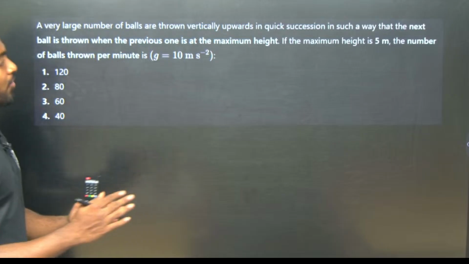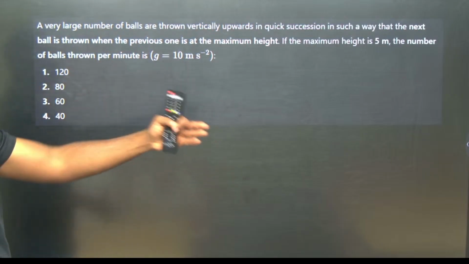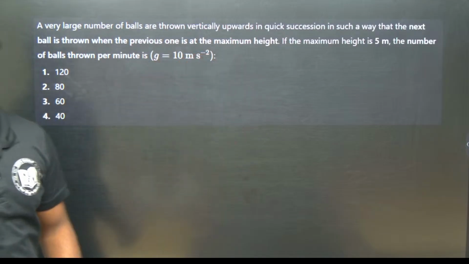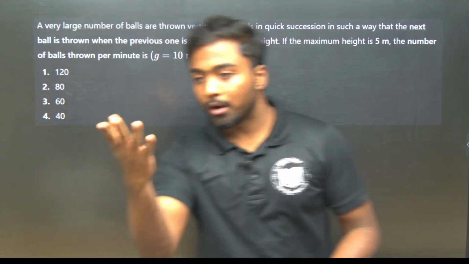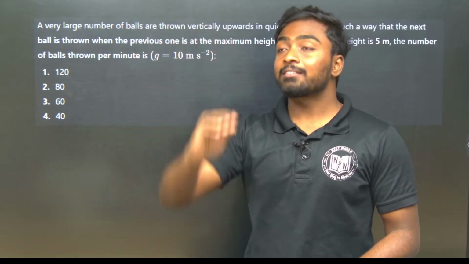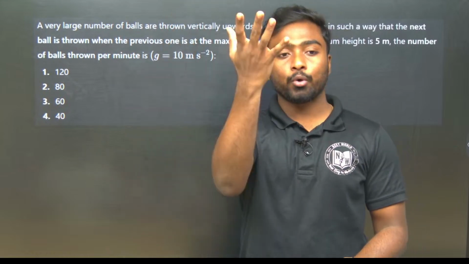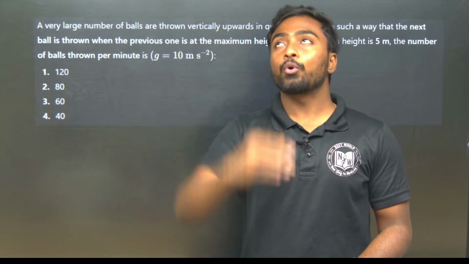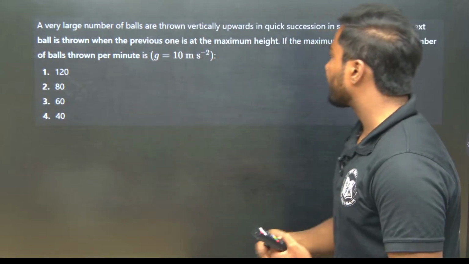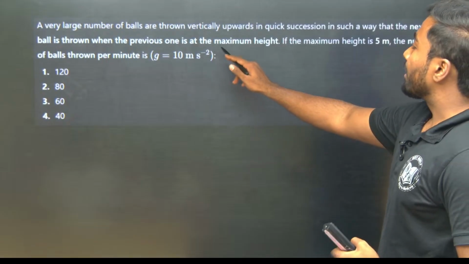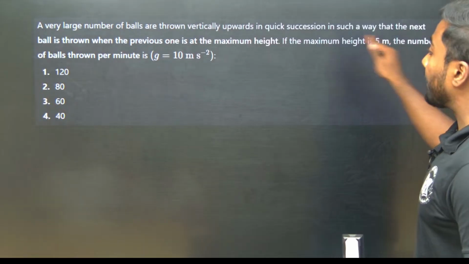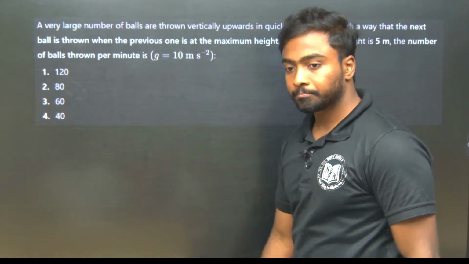So there are n number of balls I am throwing upward in quick successions. The next ball is thrown when the previous one is at the maximum height. So what's the thing they are saying? I am throwing one ball, it went to maximum height, and in that time I am throwing another ball. Again that second ball goes to maximum height, the third ball I am throwing. The third ball is going to maximum height, and the fourth ball I am throwing. In quick successions I am throwing the balls. So the previous one is at the maximum height. If the maximum height is 5 meter, the number of balls thrown per minute is.